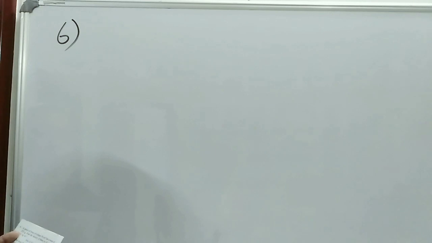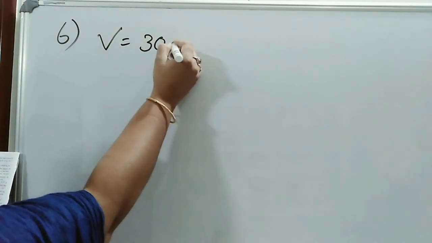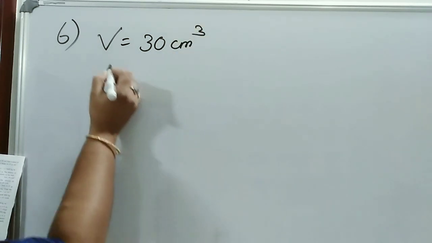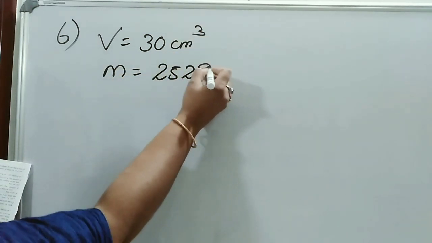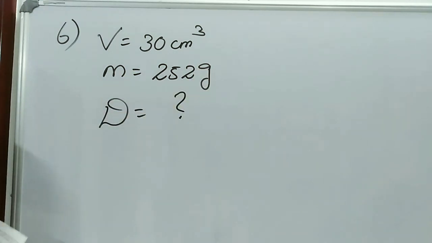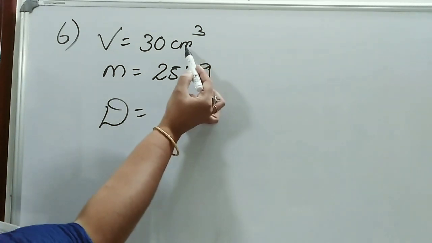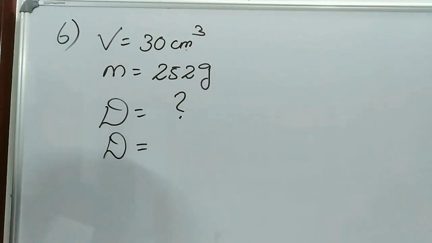A piece of brass of volume, so volume is given 30 centimeter cube, has mass. Mass is given 252 gram. Find the density. The question is, we have to find the density in gram per centimeter cube and kilogram per meter cube. Since we are provided with the centimeter cube and gram, we will find the density in gram per centimeter cube.